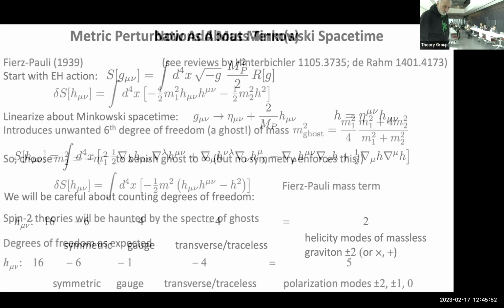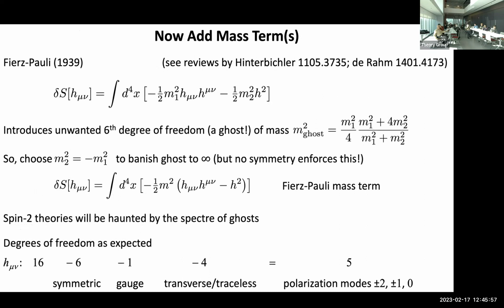All right, now add a mass term, and this is what Fierz and Pauli did, and there are reviews of this that are good to read. Fierz and Pauli realized you could add 2 mass terms, one h mu nu squared, and the other the trace squared. And you might imagine that you can give different masses to those 2 different terms. But Fierz and Pauli saw that if you do that, you introduce an unwanted 6th degree of freedom. You only want 5 degrees of freedom, 2s plus 1, so you end up with 6 degrees of freedom. What could be worse than having an extra degree of freedom? Having the extra degree of freedom be a ghost. So if you calculate the mass of the ghost, it's proportional to 1 over m1 squared plus m2 squared. Aha, I can get rid of the ghost, send it to infinity, by having m2 squared equal to minus m1 squared. So this leads to the Fierz-Pauli mass term, where m2 squared is minus m1 squared.